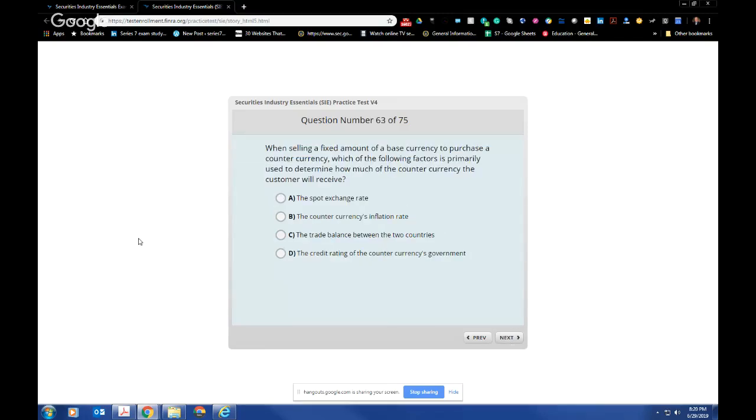When selling a fixed amount of a base currency to purchase a counter currency, which of the following factors is primarily used to determine how much of the counter currency the customer will receive? Okay, first of all, the credit rating, don't care. The trade balance between the two countries, that's too massive. The counter currency inflation rate, no, we don't care. It's basically the spot exchange rate. It's basically the rate that it's being exchanged at right now.